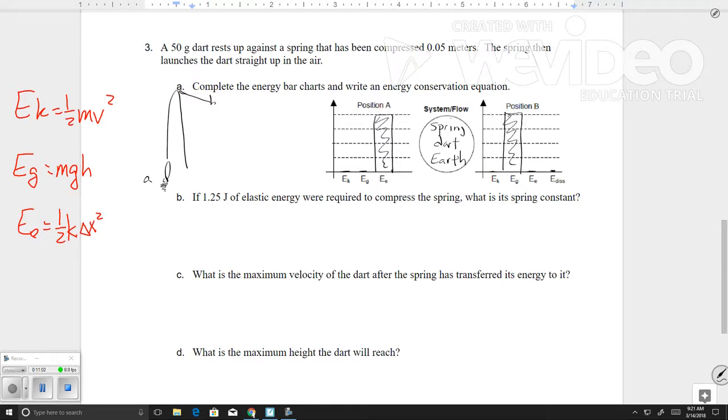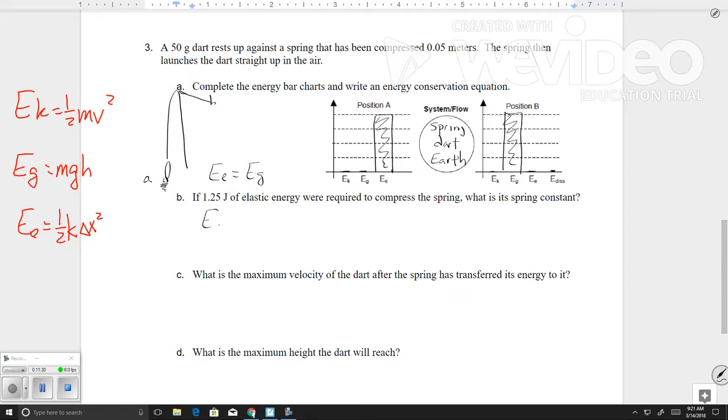All right. So this is ignoring friction and assuming that we're measuring the dart at the top of the arc. Our equation then becomes elastic energy. We don't have a box for it, but we'll just put it in. Elastic energy is equal to gravitational energy. If 1.5 joules of elastic energy were required to compress the spring, what's the spring constant? Okay, so we're solving for k.